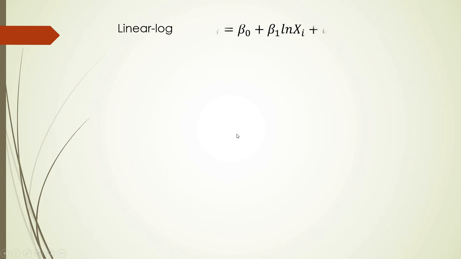Let's go to the linear-log model. So the beta 1 coefficient is related to the logarithm of the independent variable. What it actually means is that a 1% change in x gives us a change in y of the value of beta 1 times 0.01. So you need to move the dot 2 places to the left.